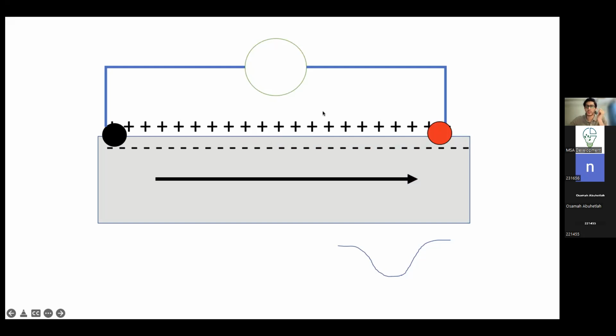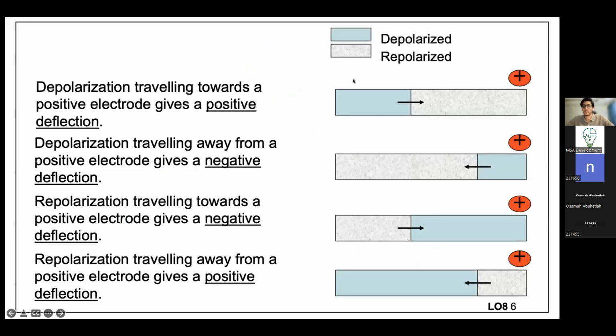Why it goes down and why it goes up? This is the reason I'm telling you. Don't worry about why it goes up and down right now, because that's the bigger picture. Right now, we're just talking at the cellular level. We're not talking about the heart as a whole. All right, this is a very important slide for you guys.